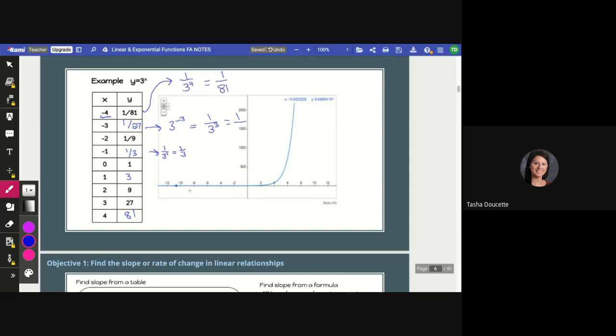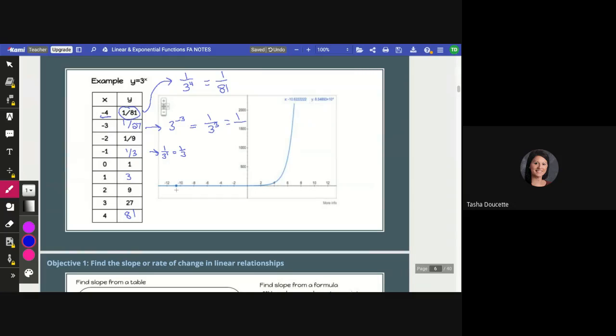All right, so you notice that this graph has this straight line here, right? It's actually not touching the x-axis here. It's very, very close to it, but it's not touching it. So when it's -4, it is 1 over 81 units up on the y-axis. So that's very, very close to 0, but it is not 0.